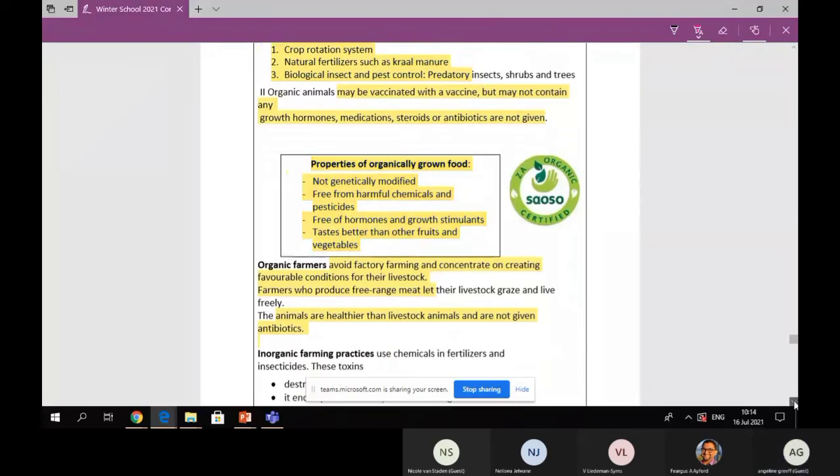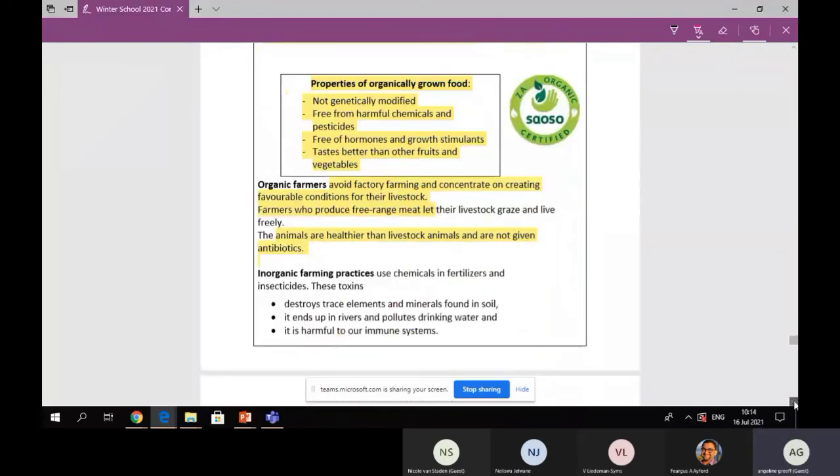And then you'll see organic farmers, right, concentrate on creating favorable conditions for their livestock. Remember, we talk about organic fruit and vegetables, but we also talk about free range. So that term would also refer to organic farming, where they allow their livestock to graze and live freely. Okay, so please be aware of that. Animals are healthier than livestock animals and are not given antibiotics.